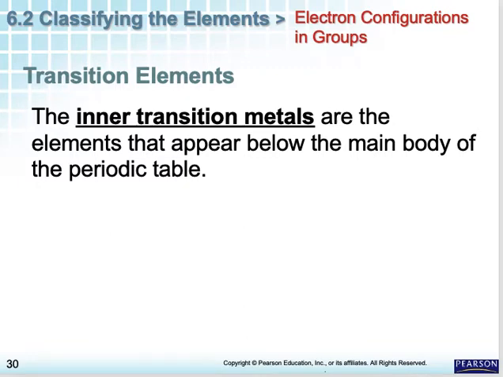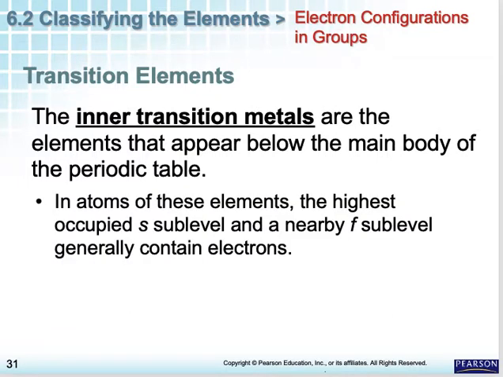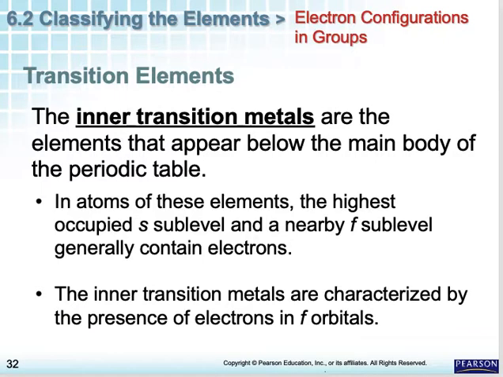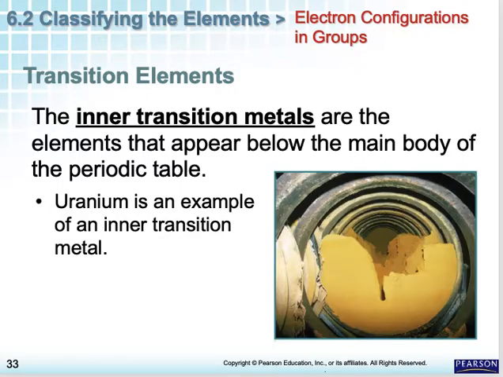Inner transition metals appear below the main body of the periodic table. These atoms are filling the S, and then they fill the F. The inner transition metals are characterized by the presence of electrons in F orbitals. Uranium is one example of an inner transition metal.